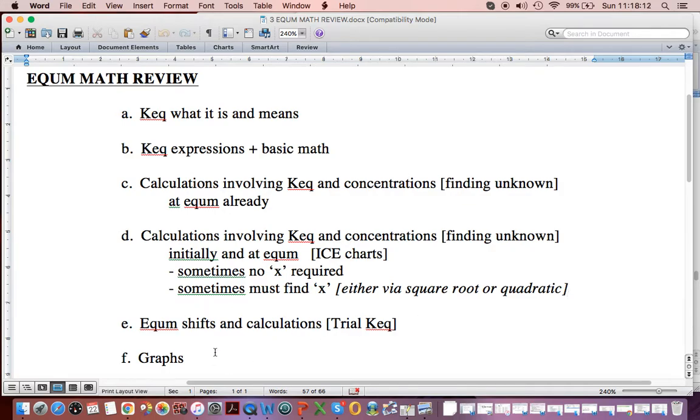And then graphs, you will have to take information like from ICE charts and be able to plot graphs. And that means you have to recall the different kinds of stresses that we can have. Those include concentration stress, where one material's concentration spikes or drops before everything shifts. Pressure, where everything spikes or everything drops before the shift. And temperature shifts, where there is no spiking or dropping, it simply is a curve to a new equilibrium value.